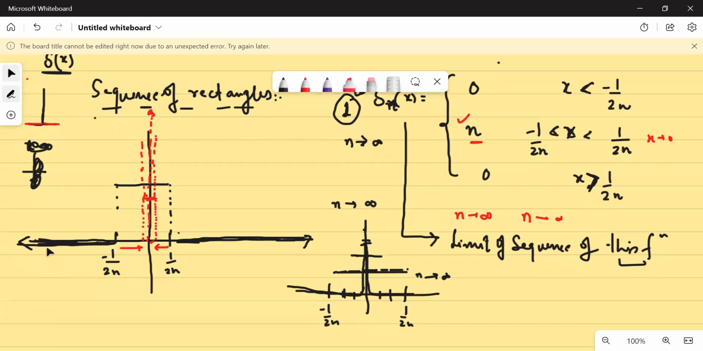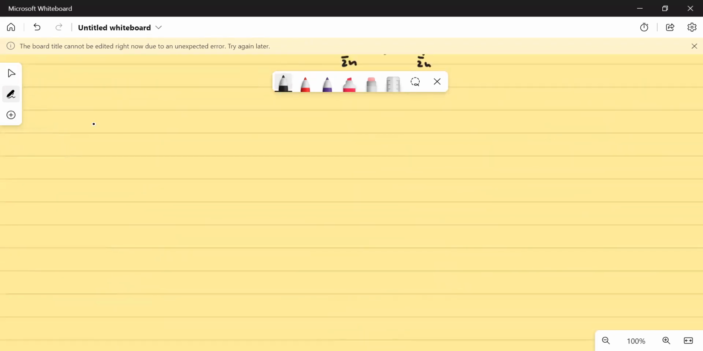Okay, let us see a few more sequences, and we'll end this lecture here, and we'll go on doing some more properties of the Dirac Delta function in the next lecture. So can we not represent our function in this manner: delta n of x equals n upon root pi e to the power minus n square x square. Now clearly see, at x equal to 0, this will be equal to n upon root pi, and if n tends to infinity, this will go towards infinity.